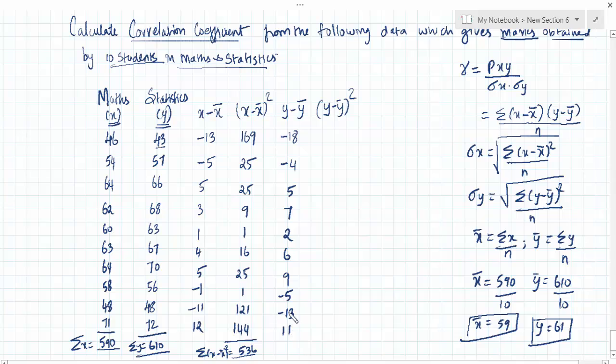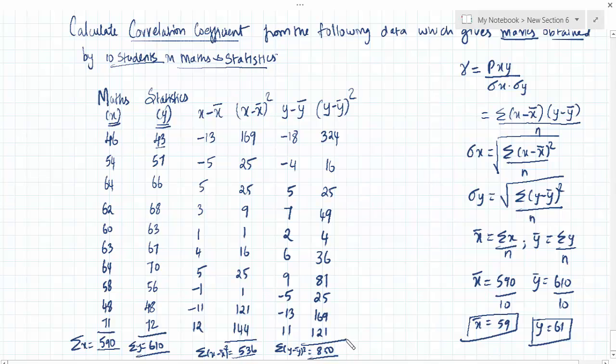That is, we have to square this. So minus 18 into 18 will give you 324. Minus 4 square is going to give us 16. 5 square is 25, 7 square 49, 2 square 4, 6 square 36, 9 square 81, 5 square 25, 13 square 169 and 11 square 121. And if we total this, it is the summation of y minus y bar square, and it is 850.